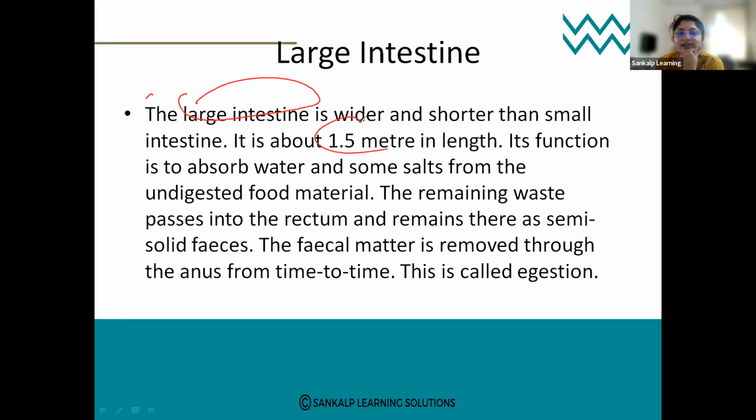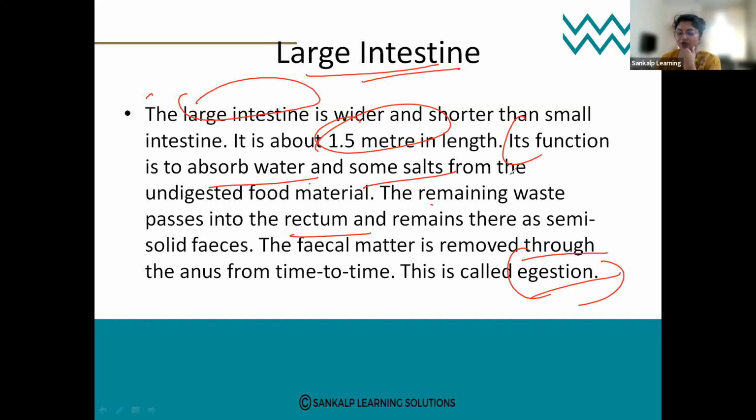This large intestine is around 1.5 meters. Its function is only to absorb some water and any remaining salts from the undigested food material. Whatever remaining waste is produced is passed to the rectum and remains there as semi-solid feces. The fecal matter is removed through the anus from time to time. This process is called egestion.